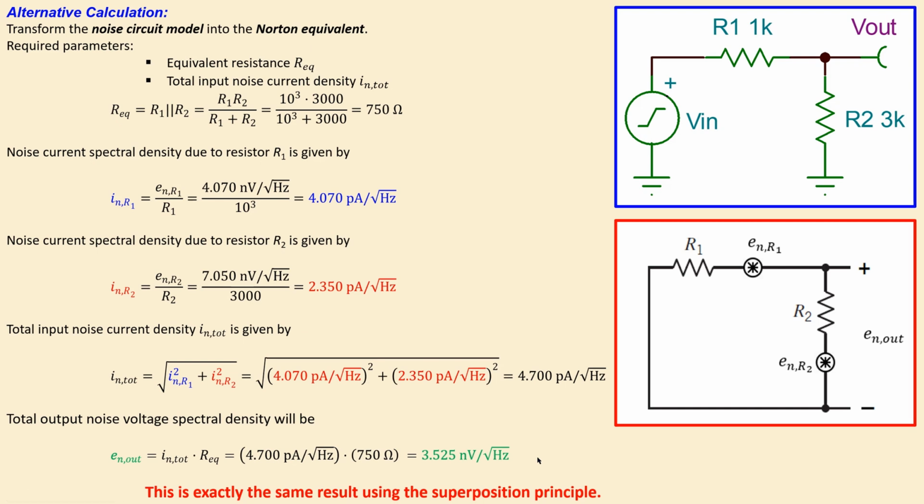So it really depends on what you prefer. You can use the Thevenin or the Norton equivalent circuit and then determine the required value at the output, or maybe at the input. It really depends on what you prefer.